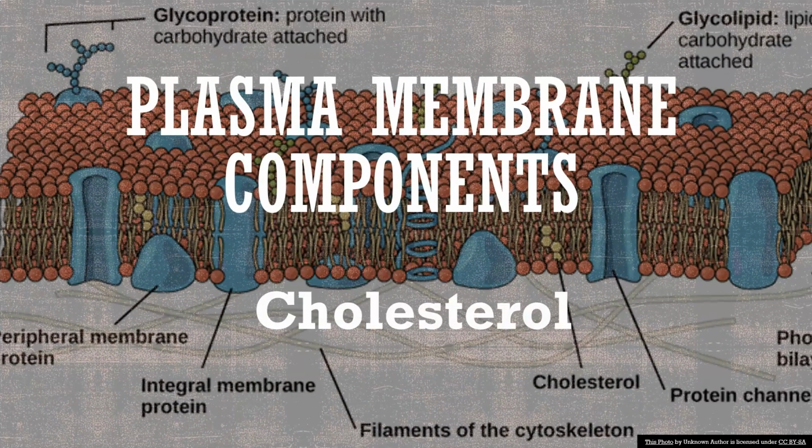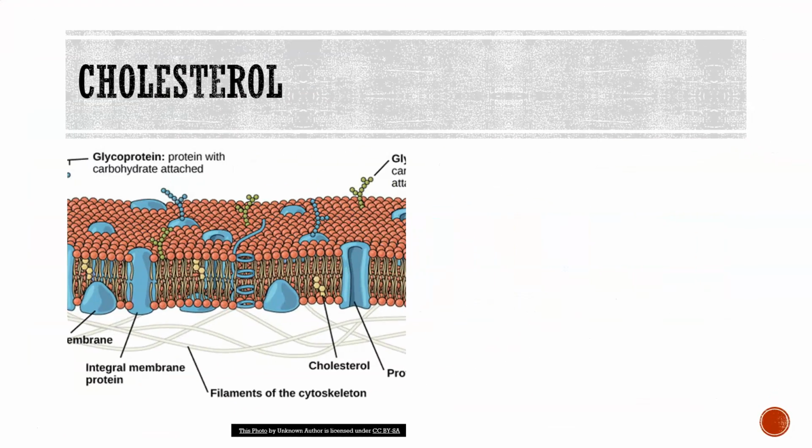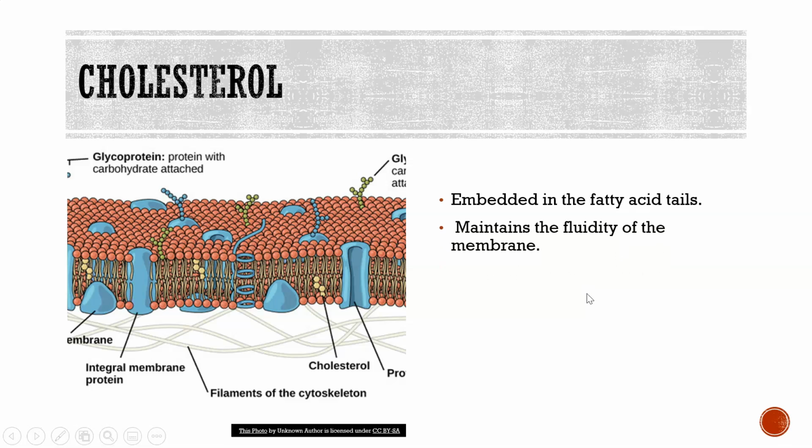Okay, so another component that we're going to look at is the cholesterol. And you'll see cholesterol on our diagram here represented as the little yellow hexagons. So these are embedded within the fatty acid tails. Okay, so within those hydrophobic tails. Basically, our cholesterol maintains the fluidity of the membrane. Okay, so remember it's that plasma, and the cholesterol allows that fluidness of the plasma to be maintained.